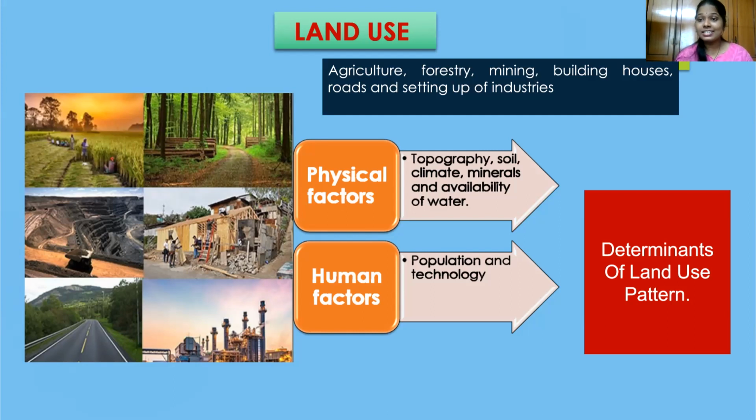And the human factor is the population. If the population is increasing so much, then we have to build houses. In this way the population factor determines the land use pattern, and so does technology. Day by day the technology is updating, and in this way we are modifying our environment and our land use.